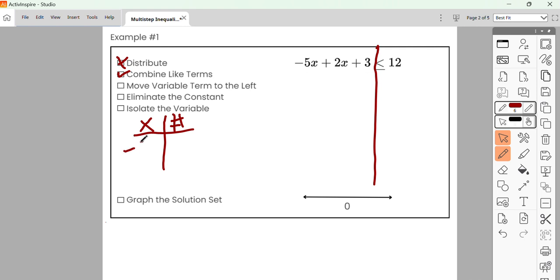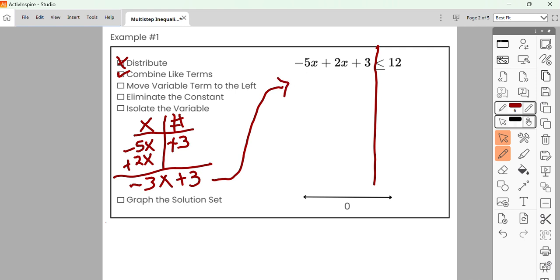Let's start with that first term, negative 5x. The second one is a positive 2x. And the third one is a positive 3. So use Desmos always to check. Negative 5x plus 2x is negative 3x. And you bring the plus 3 down. So I have combined my like terms. So I bring this up. Negative 3x plus 3 is less than or equal to 12.